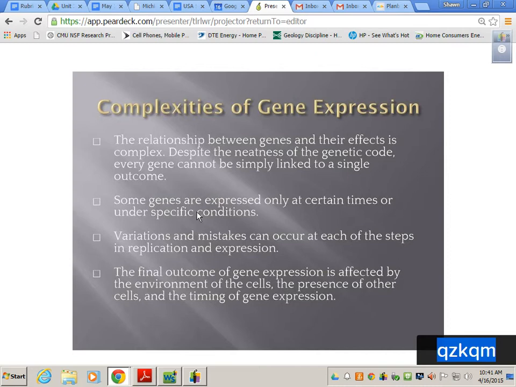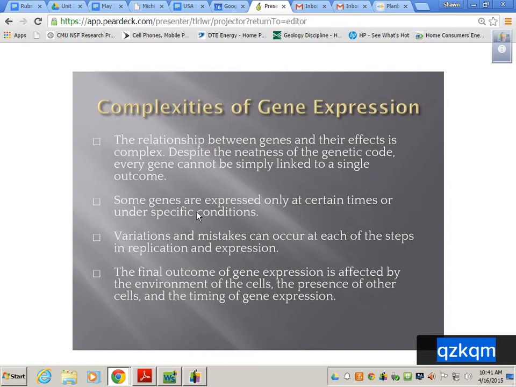So some genes are expressed only at certain times or under specific conditions. Like if I jump out and surprise you, or if someone pulls a knife on you, you release a lot of what immediately? Adrenaline, right? That's a protein, by the way. Okay? So that doesn't happen all the time, or we'd be running around like that squirrel over the hedge, Hammy or whatever it is, all wired up.